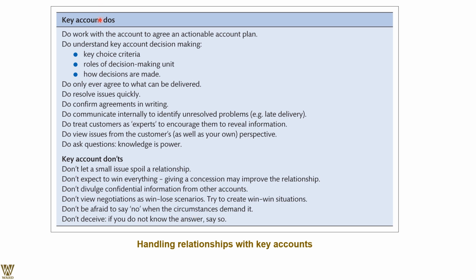A key account manager should work with the account on an agreeable action plan. Remember, an agreeable action plan. Understand key account planning, such as key choice criteria, the role of decision making, and how decisions are made. Next, only ever agree to what can be delivered and nothing else. Do resolve issues if there are any; find them out and iron them out. Address them. Do confirm agreement in writing. Nothing should be left for speculation.